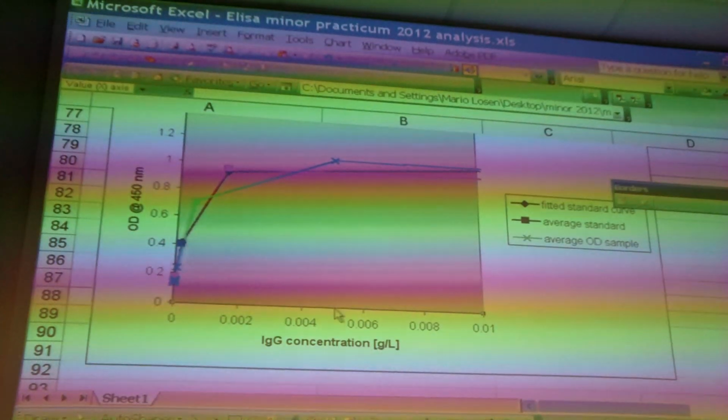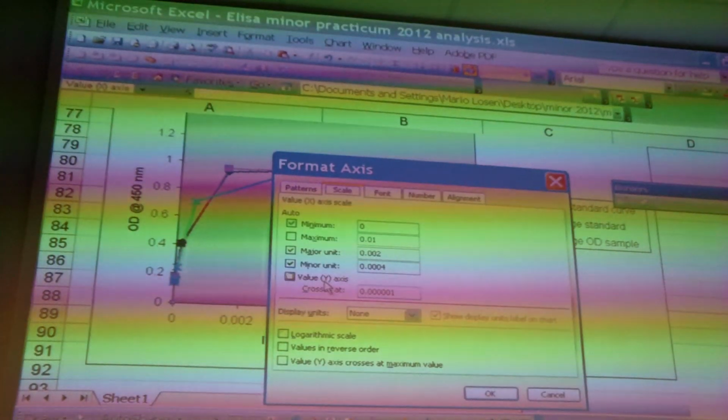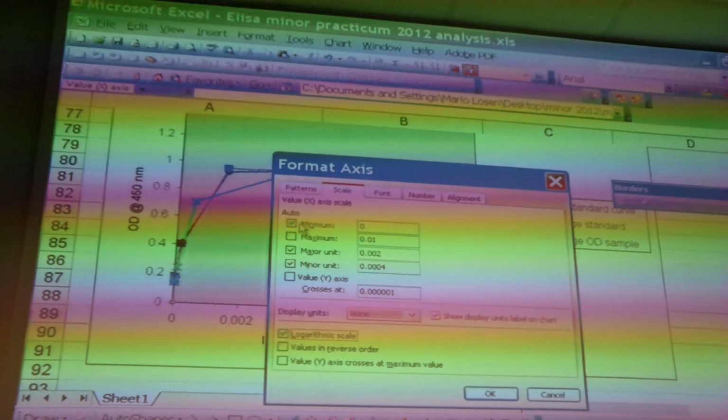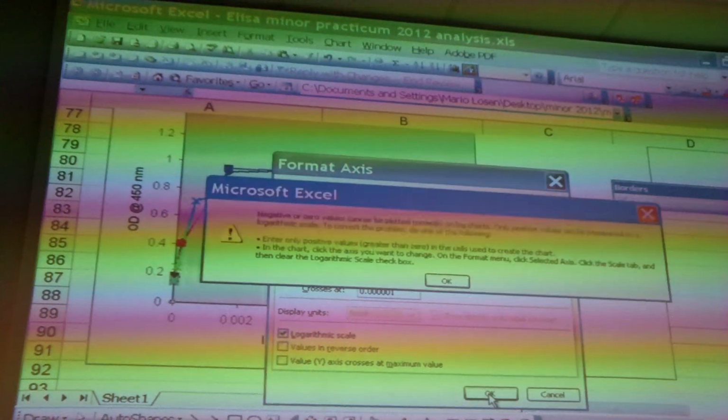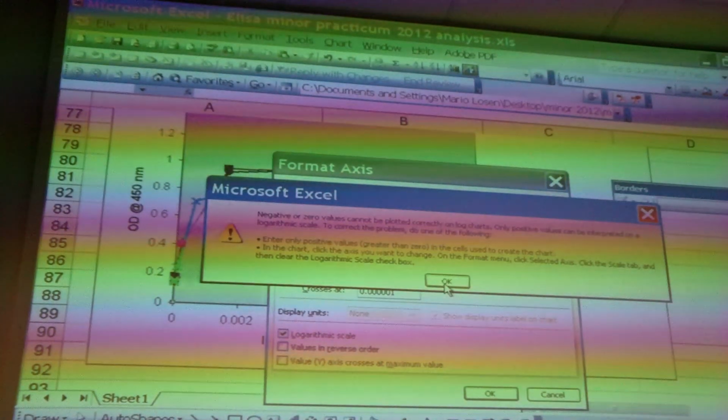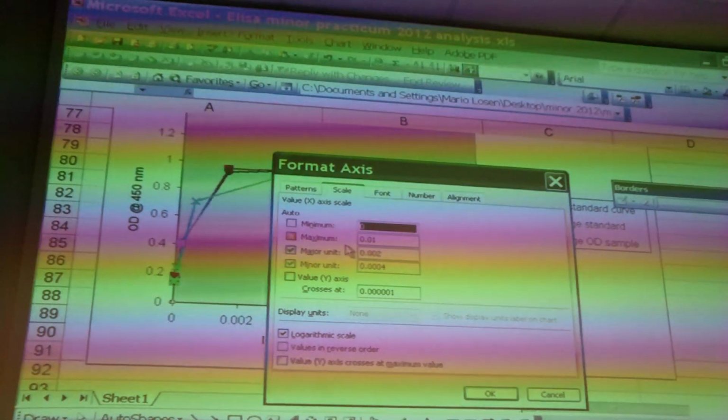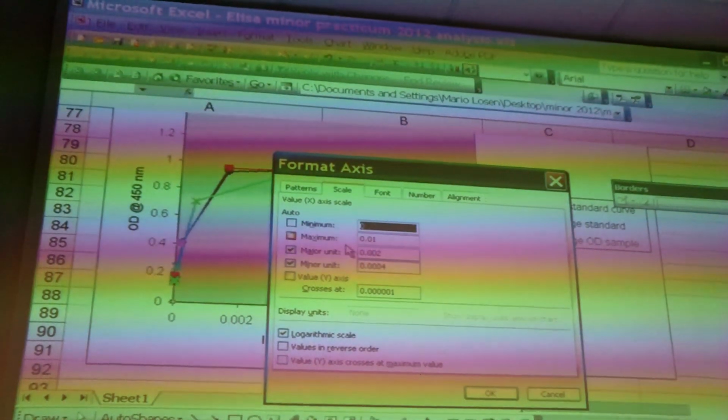And when you use a logarithmic concentration, we cannot, of course, use 0. Ignore that. I put it away already.